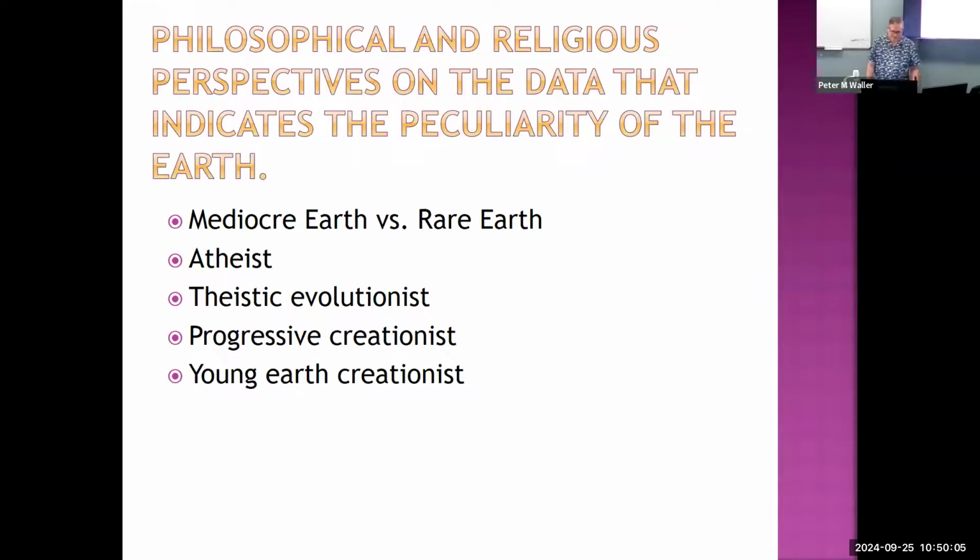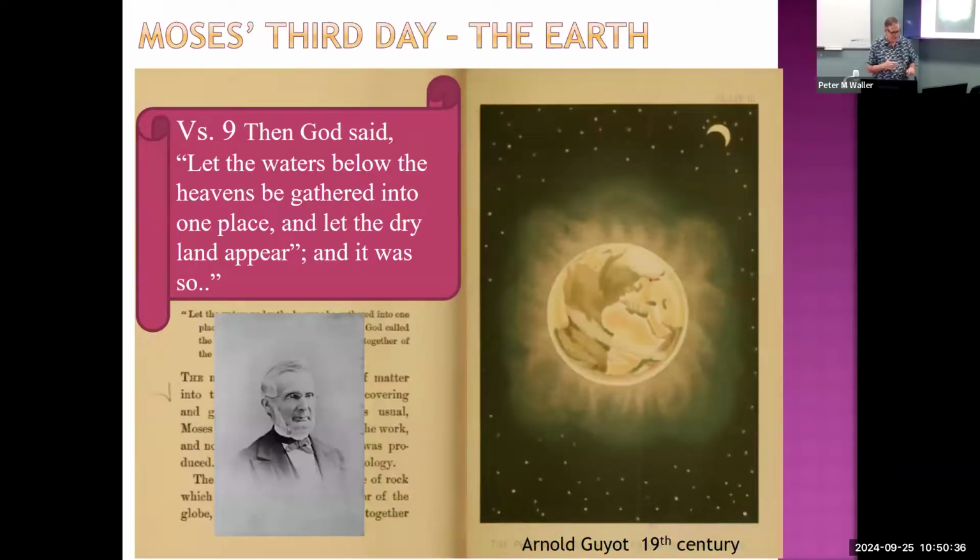So again, we have the same philosophical and religious perspectives: mediocre Earth versus rare Earth, atheist, theistic evolutionist, progressive creationist, young Earth creationist. So even the characteristics of the Earth in the solar system are probably rarer than we might have thought, with the magnetic field, plate tectonics, atmosphere, and so on. And then just revisiting Arnold Guyot briefly.